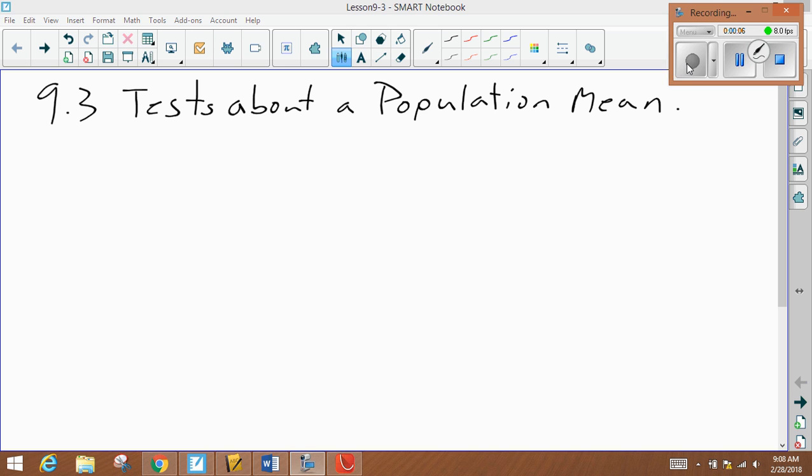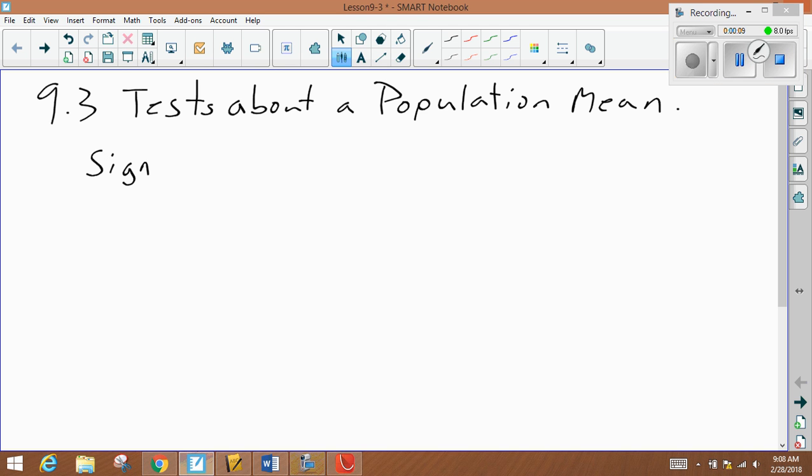Essentially what we're going to do is a significance test about mu. If we're going to do a test about mu, always the first thing we're going to do is name our parameter. We're going to make a hypothesis, but we're going to have to check conditions.